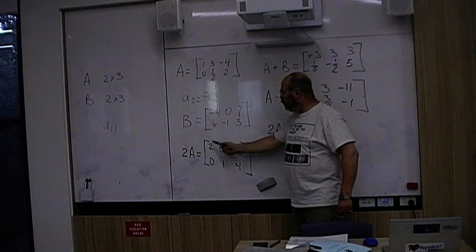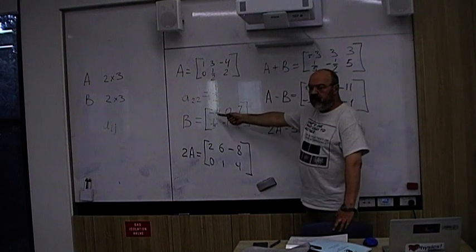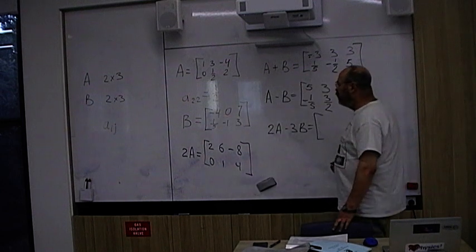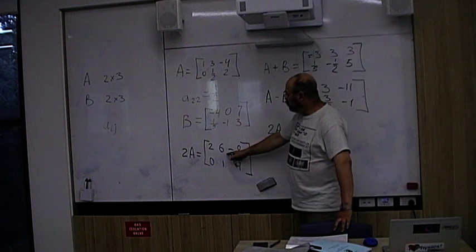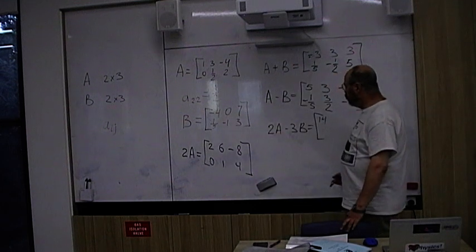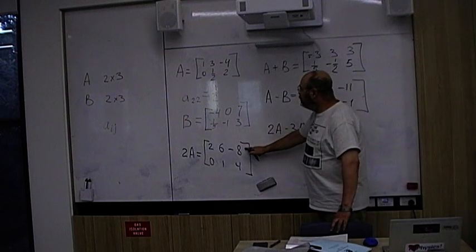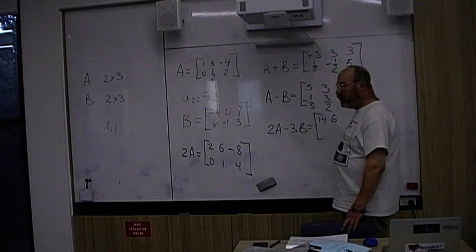2A, 2 minus 3B, that will become negative 12. 2 minus negative 12 will be 14. 6 minus 0 will be 6. 8 minus 21. It'll be 12.